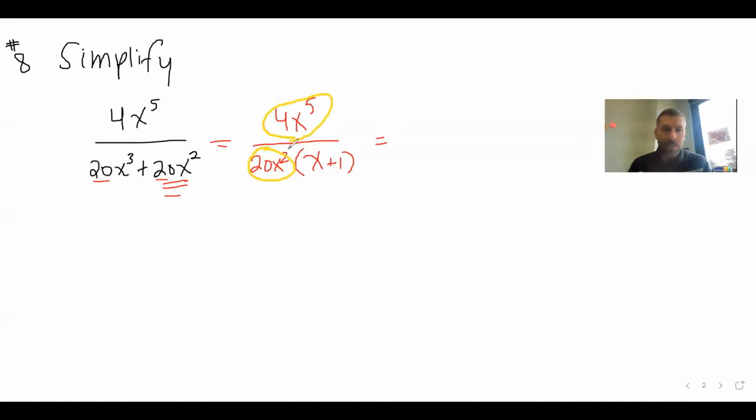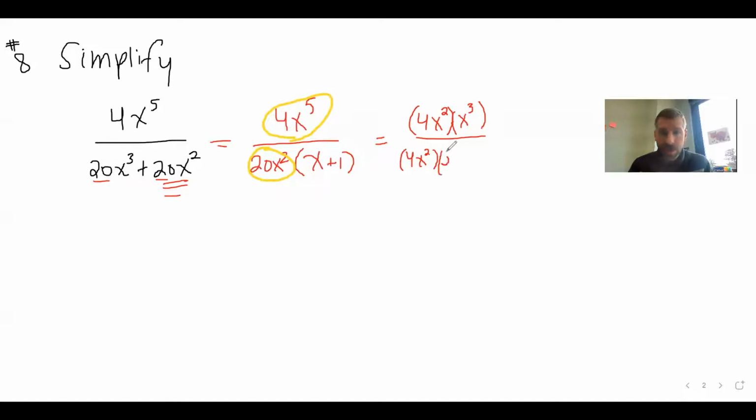Now, they each have an x, they each have a 4. So if I were to break this down to 4x squared times x to the 3rd, you know that that is the same as what we have as x to the 5th. And if I were to break this down into 4x squared, okay, maybe I'll use parentheses instead of a times sign. That's kind of what I've been doing.